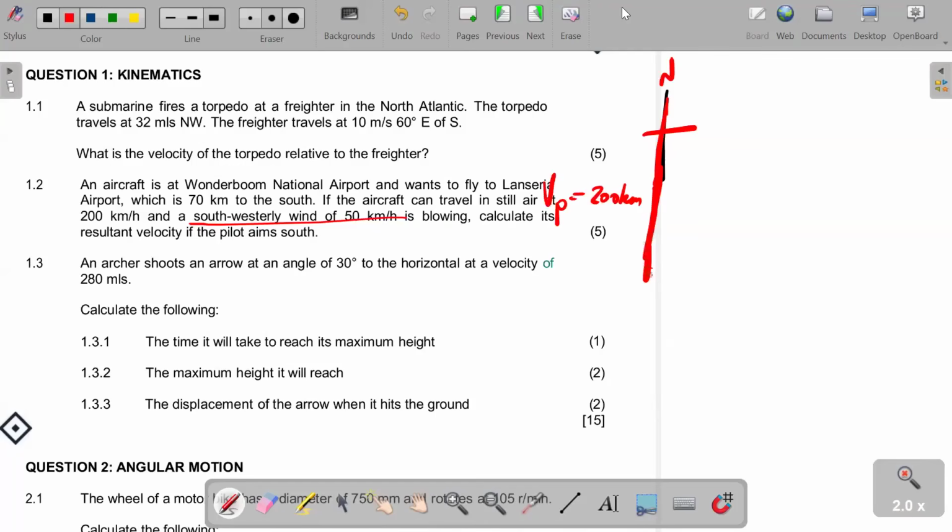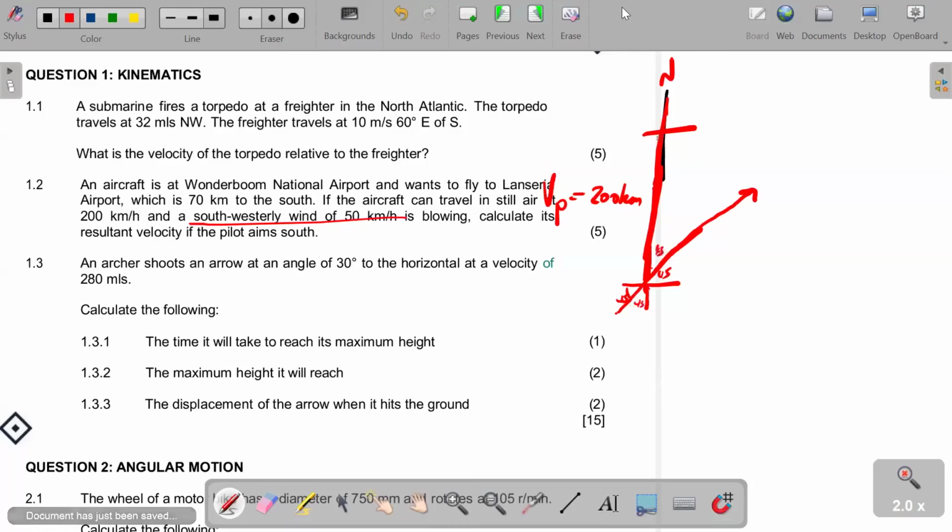Along the way, there is now a southwesterly wind. Winds are named according to where they are coming from. So if it's coming from the southwest, where is it going? It's going northeast. This is the direction that the wind is going. So there is our wind. Of course, we know that there's an angle of 45 degrees, so there is also 45 degrees here, and 45 degrees here.